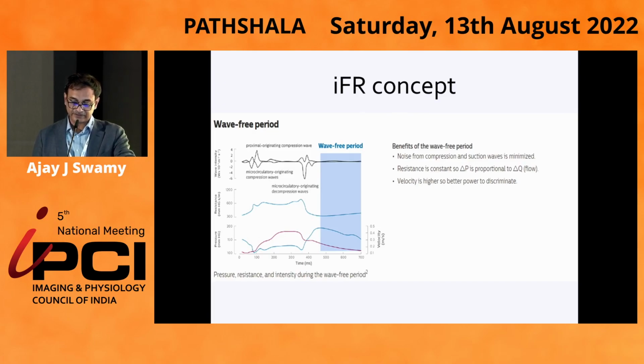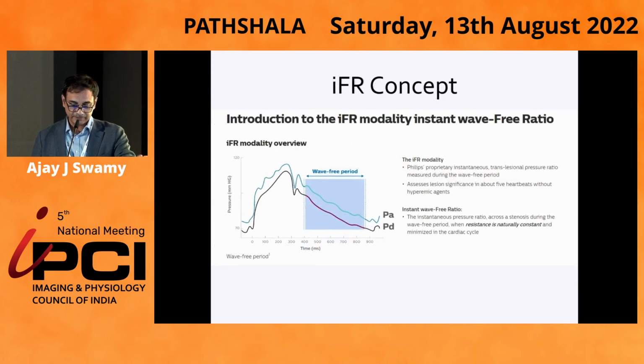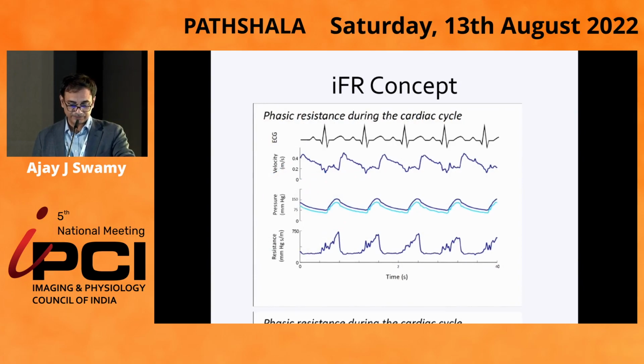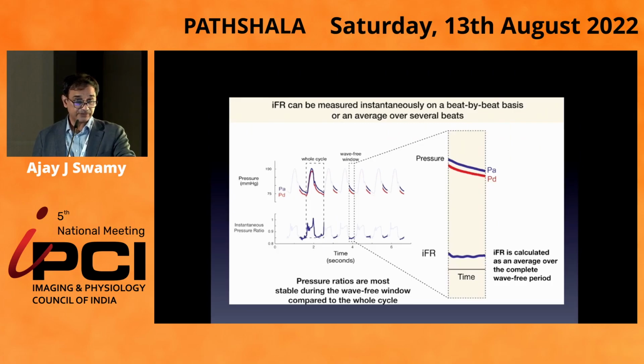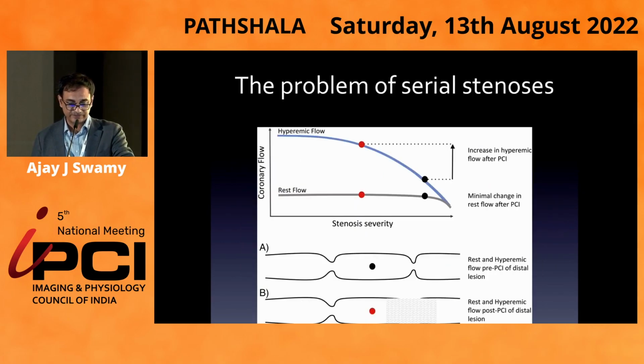Noise from compression and suction waves is minimized. Resistance is constant, so the change in pressure is proportional to change in flow. Velocity is higher, so there's better power to discriminate, and there's no requirement for hyperemia. These are all the assumptions that are made, and this is the concept of the iFR, that of phasic resistance during the cardiac cycle. Now, iFR can be measured either on a beat-to-beat basis or as an average over several beats, and this distinction becomes important when we're looking at serial stenosis, as will become apparent on the subsequent slides.